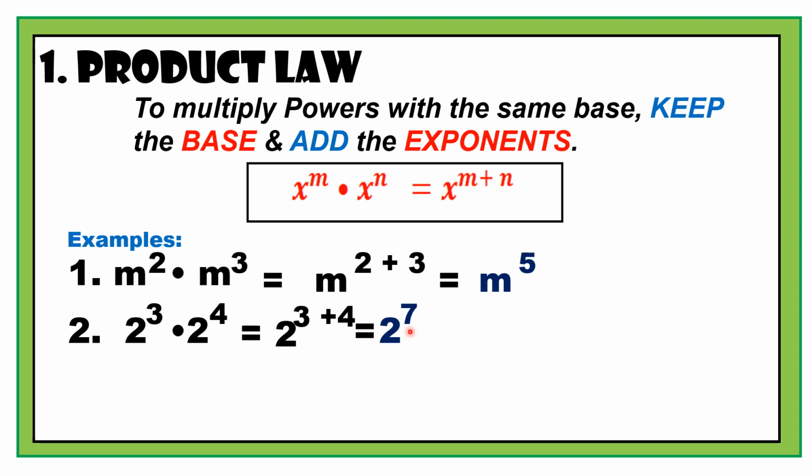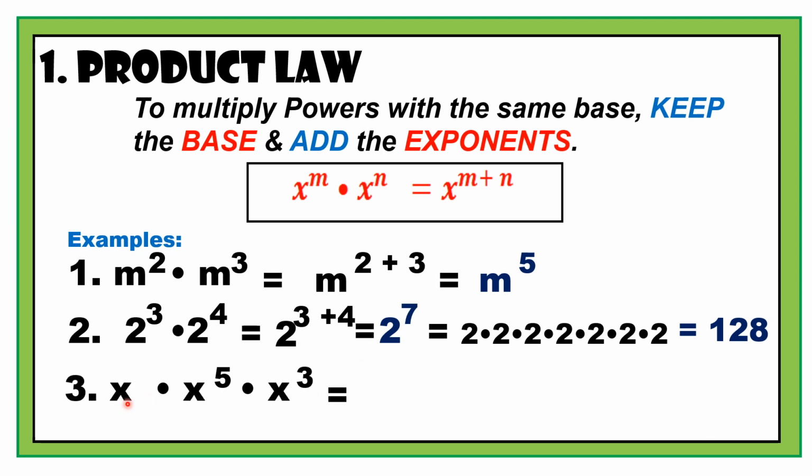So, simplify natin yung 2 raised to the 7th power. So, this is now the same as 2 times 2 times 2 times 2 times 2 times 2 times 2. So, equals 2 times 2 is 4 times 2, 8 times 2, 16 times 2, 32 times 2, 64 times 2, 128. So, the answer is 128.